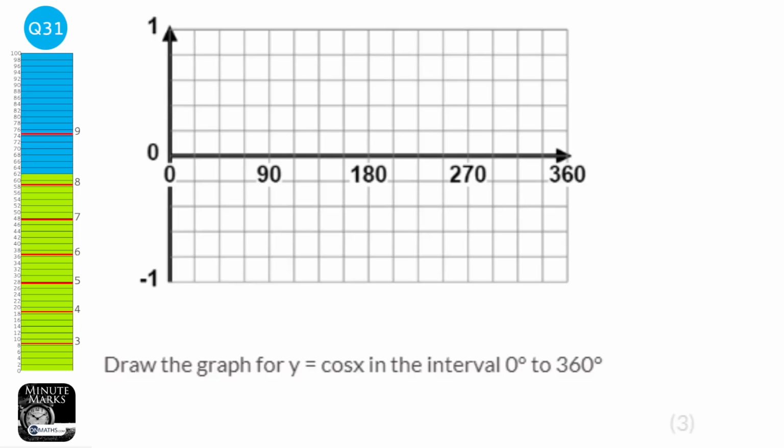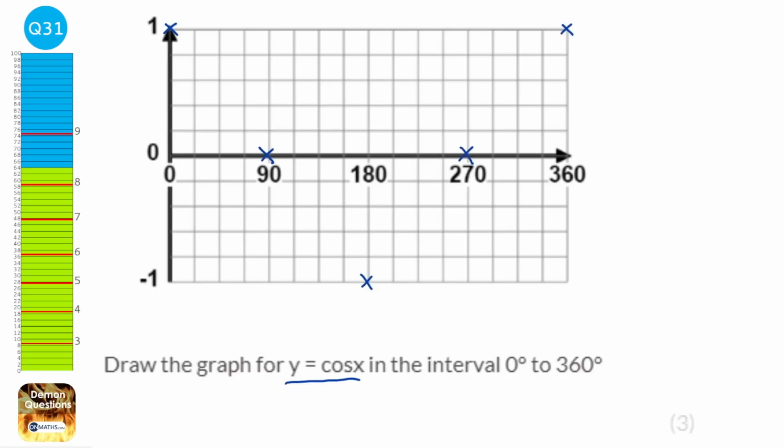92%. You're expected to be able to draw a sine, cosine and tangent wave, and here we're asked to work out what y equals cos x looks like on a graph. Now cos x starts at 1, goes down to 0, then goes down to -1 at 180, then back up to 0 at 270, then back up to 1 at 360.